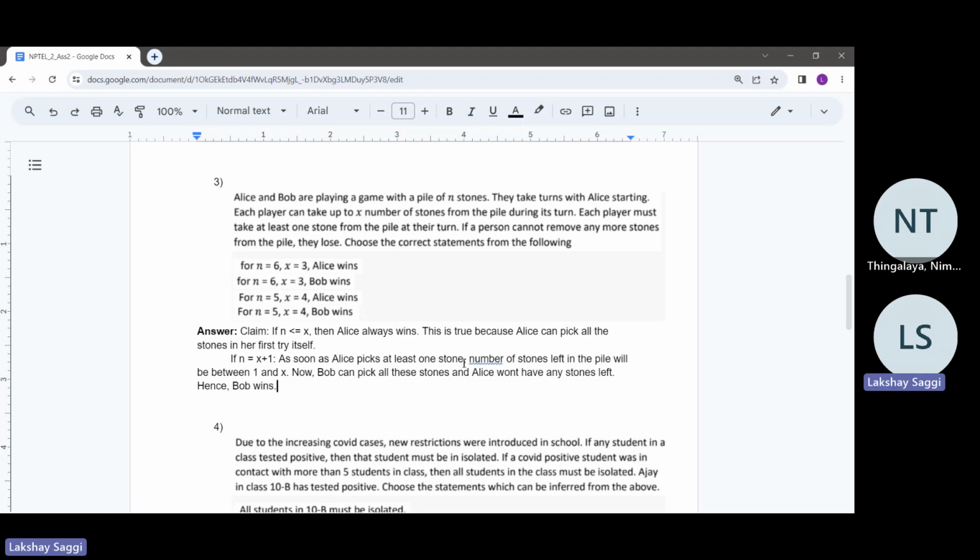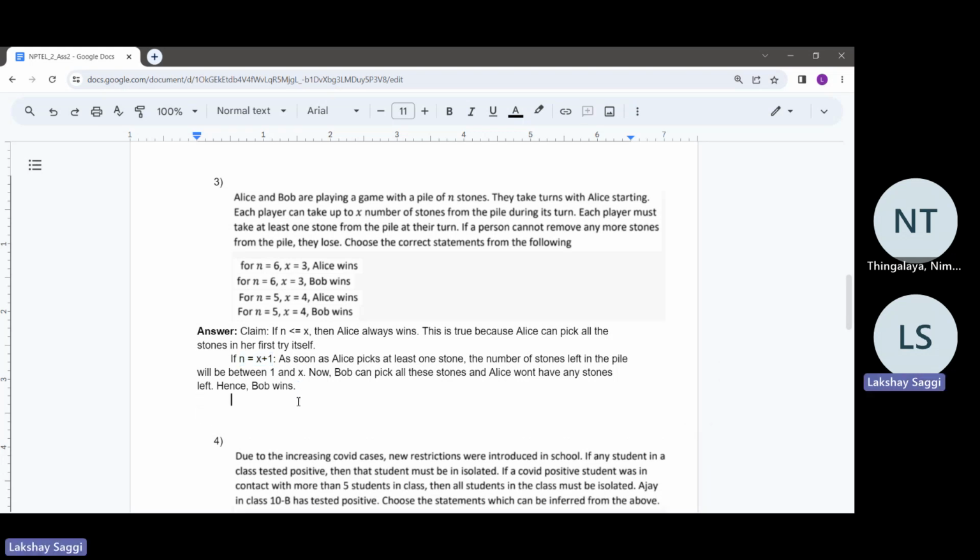So Bob wins in the case where n is equal to x plus 1. We are assuming that they play smartly. So we see here that however smartly Alice plays, Bob will always be able to win if Bob is smart. So sometimes even if you do play smartly, things are out of your control and you can lose the game.